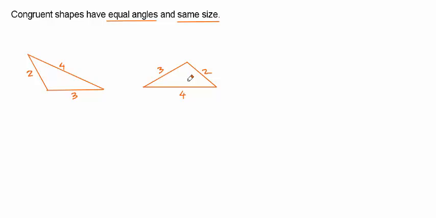Two shapes are congruent only when you can superimpose or make one of them fit exactly on top of the other one. In the same way, a hexagon is congruent with another hexagon of the same exact size.